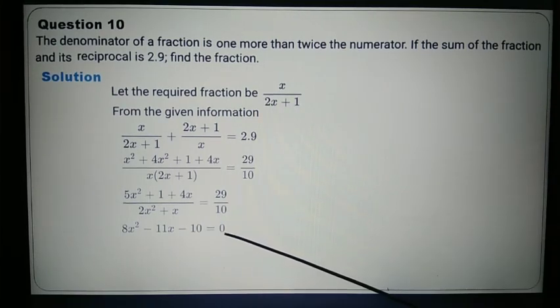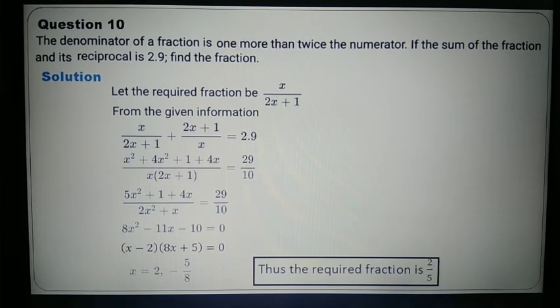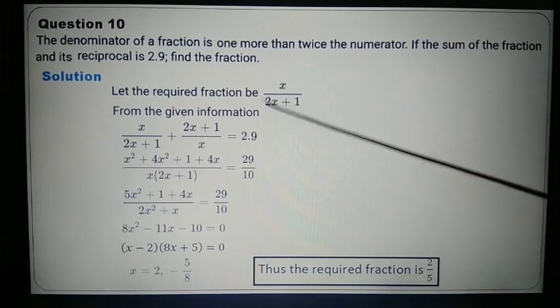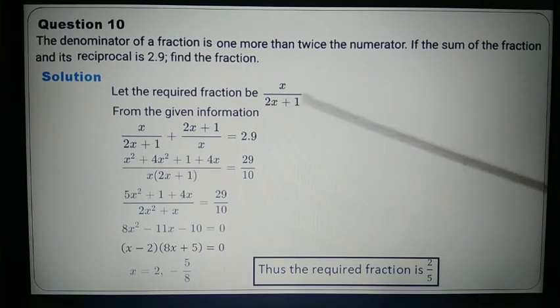quadratic equation. You will solve this quadratic equation to find the value of x, which turns out to be 2 and minus 5 by 8, right? Now the required fraction will be this much. How will you verify from here? Suppose I take x to be 2, then my numerator will be 2, and the denominator becomes 2 into 2, that is 4 plus 1. So 4 plus 1 is 5. Hope the question is clear to you. So pause the video to note down.